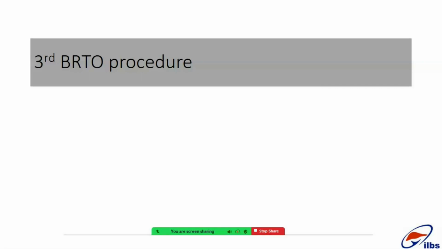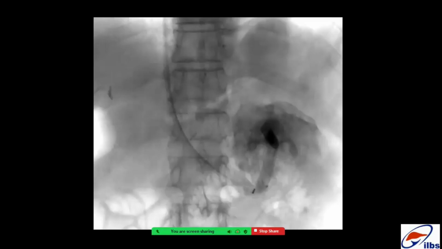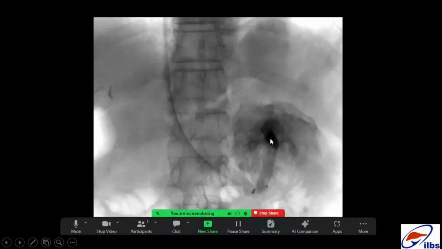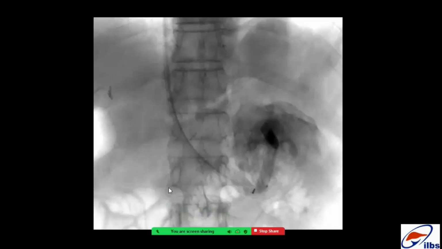Third BRTO procedure, and here the problem started. We took the same hardware, and this time we were very confident. Yes, we can do it. Why was nobody doing it? Then we realized why nobody was doing it. You can see this balloon had ruptured one of the small venous channels. We see a lot of extravasation over here.